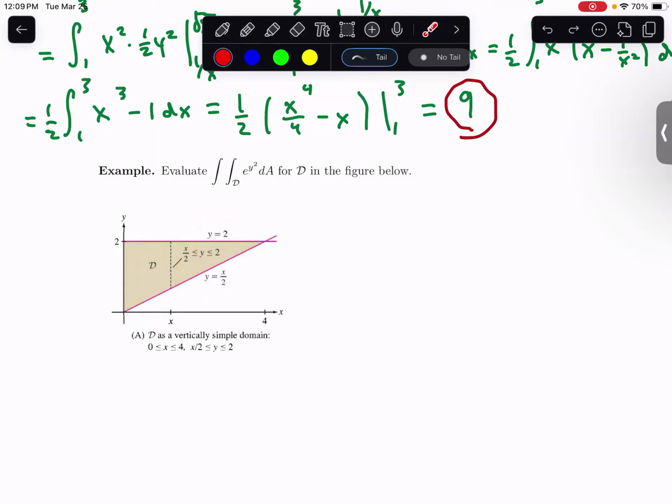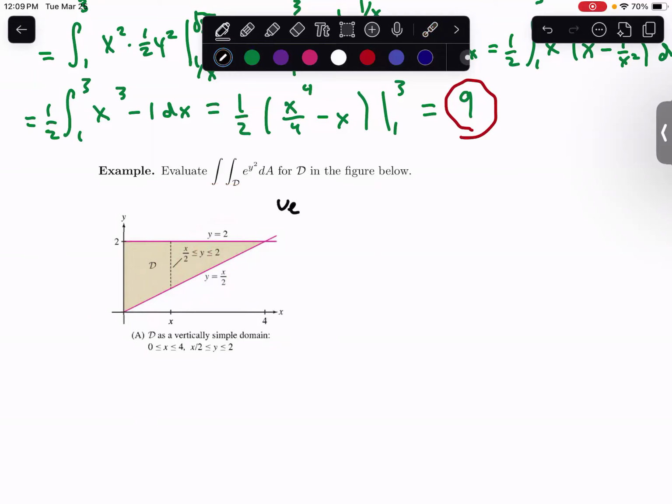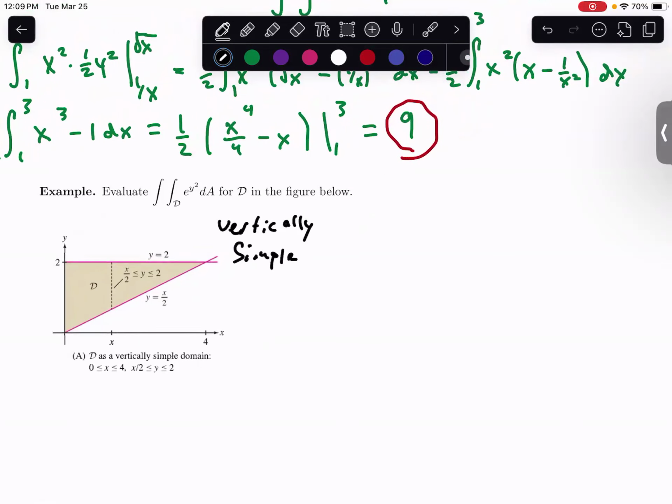The issue is if we interpret this as being vertically simple, we're left with the following integral, right? If we're doing things such that it's vertically simple, that means we'll be integrating with respect to y, and then we'll be integrating with respect to x. So we'll be looking at the following double integral. This would be the integral from x over 2 to 2. And then we have that x ranges from 0 to 4.